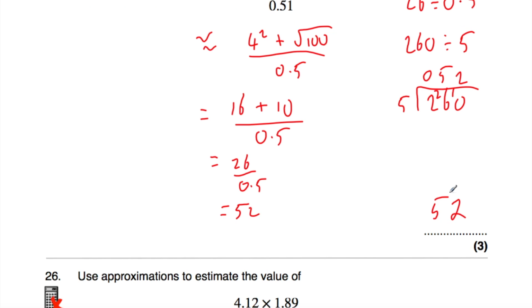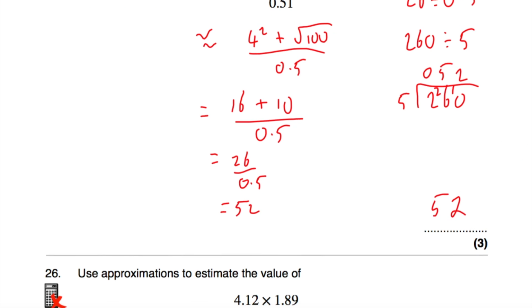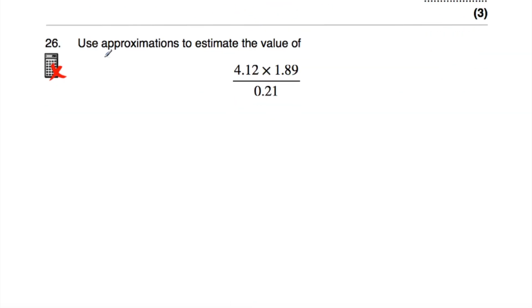And that's it. Okay, let's look at our next question, question number 26. So question number 26 says, we've been asked to use approximations to estimate the value of 4.12 multiplied by 1.89 divided by 0.21. So let's round these.